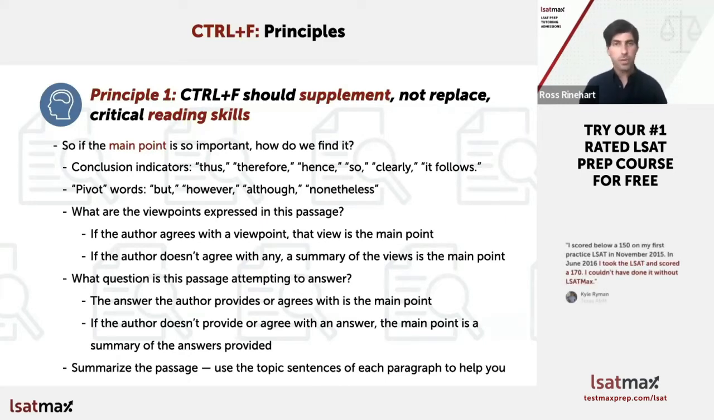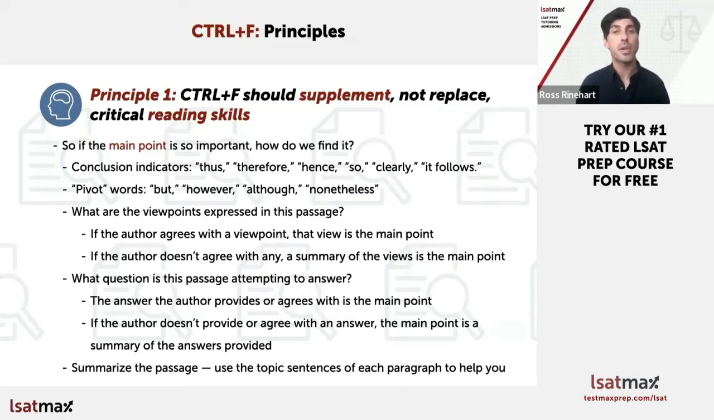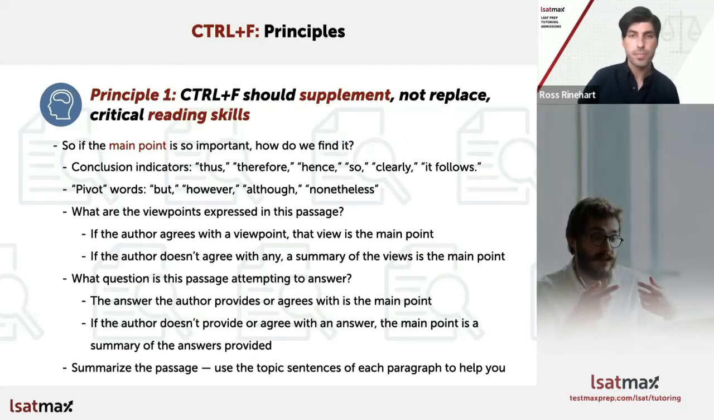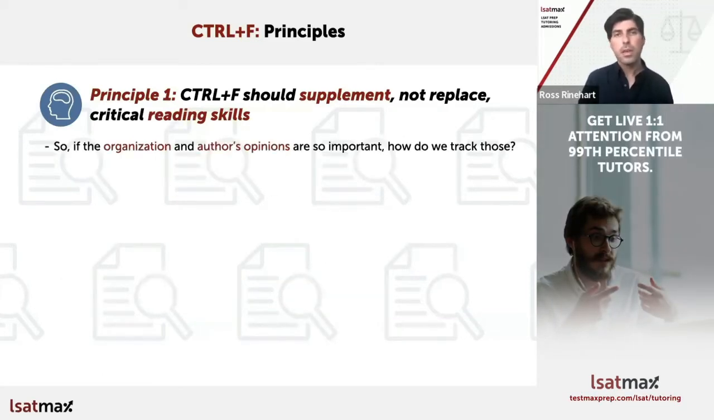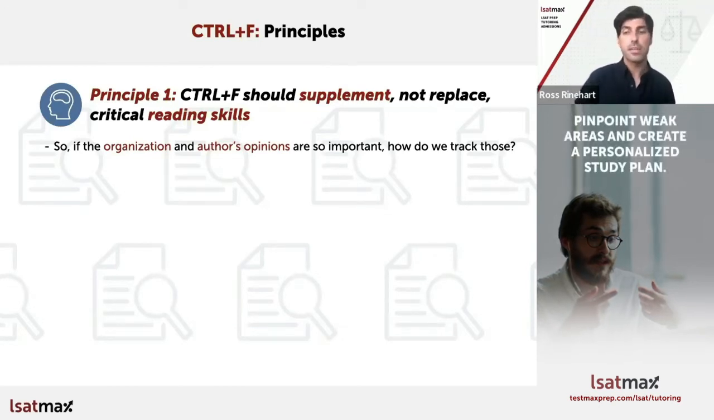So whichever technique works for you for uncovering the main point, we need to make sure that we do find that main point. Because if we use Ctrl+F without thinking about the main point, we might get some questions, like question 26 that we just looked at, incorrect. We also won't be able to do the many questions that explicitly ask about those big picture main point issues. The organization and the author's opinion are also very important. So it's important that we have a technique to trace that.